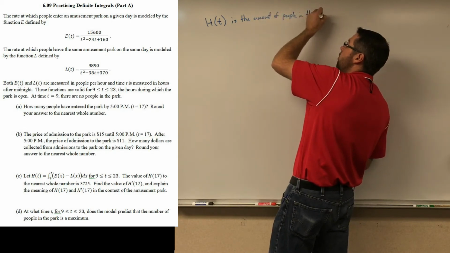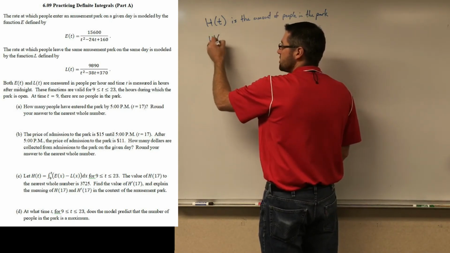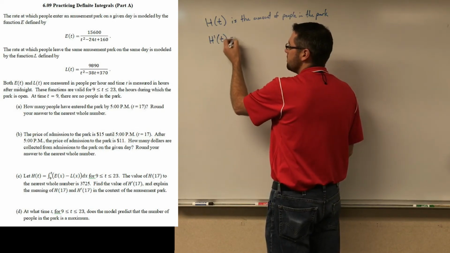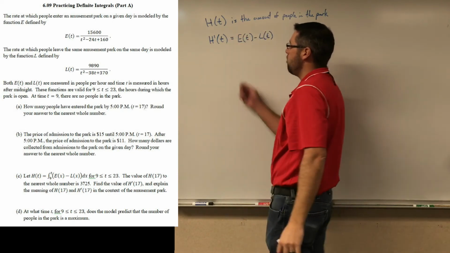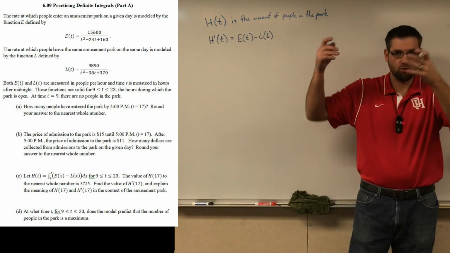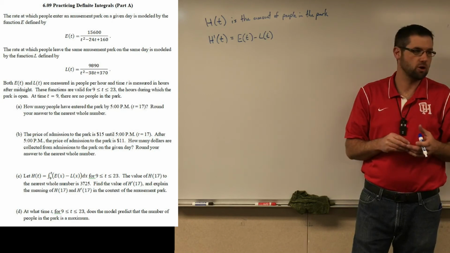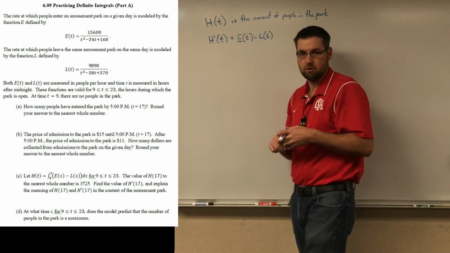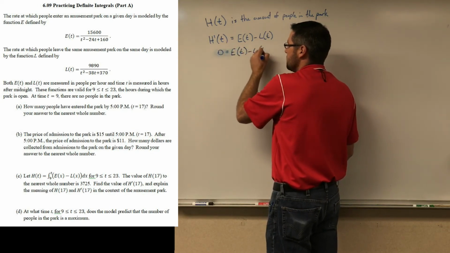So in order to find the maximum amount of people, we have to consider when H prime does what? Changes from positive to negative. Remember, H prime of t equals E of t minus L of t. So we take the rate function and we figure out the critical points of the rate function. What are the critical points of a rate function? When the rate is 0, right? So we're going to set this equal to 0. So 0 equals E of t minus L of t.